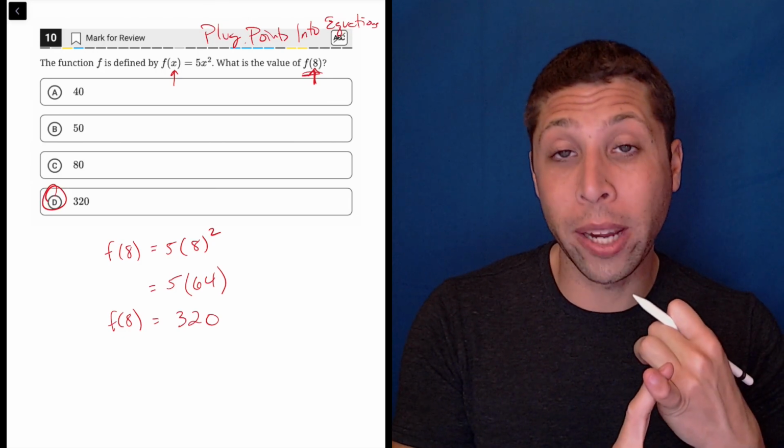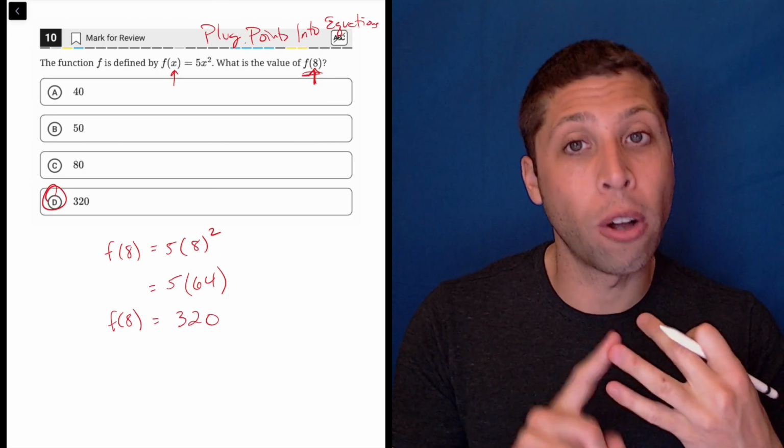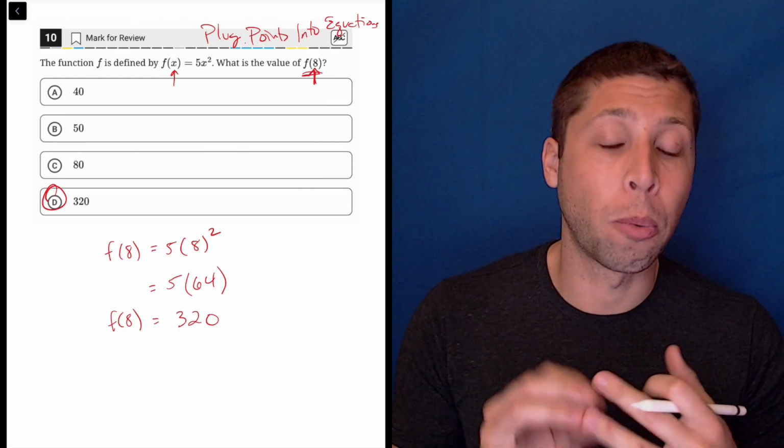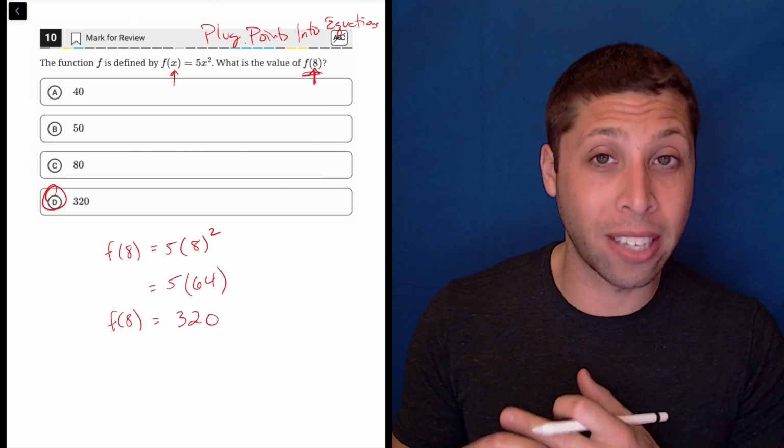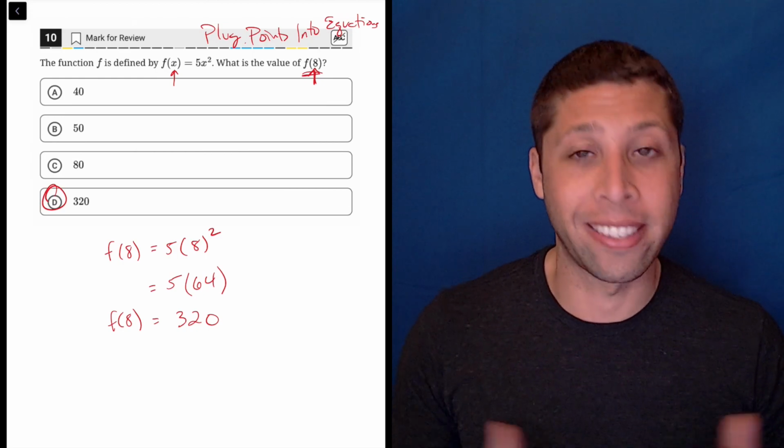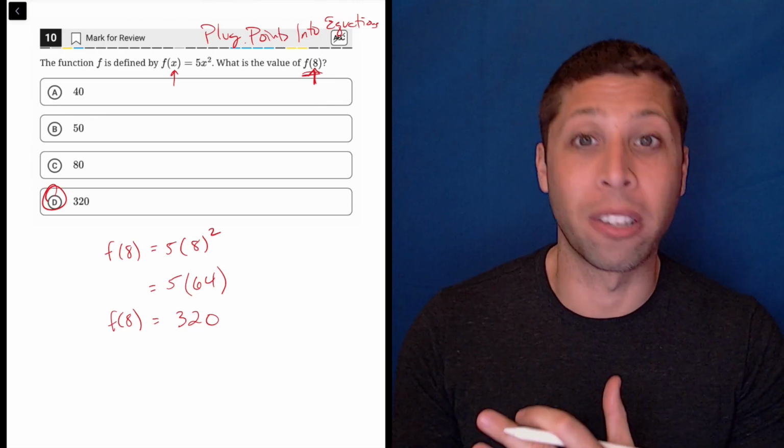Know when you've got equations, but more importantly, know when they're also giving you points, especially if those points are in function notation. It might not be as obvious that it's an XY coordinate, but that's exactly what function notation is. So we use the same processes.